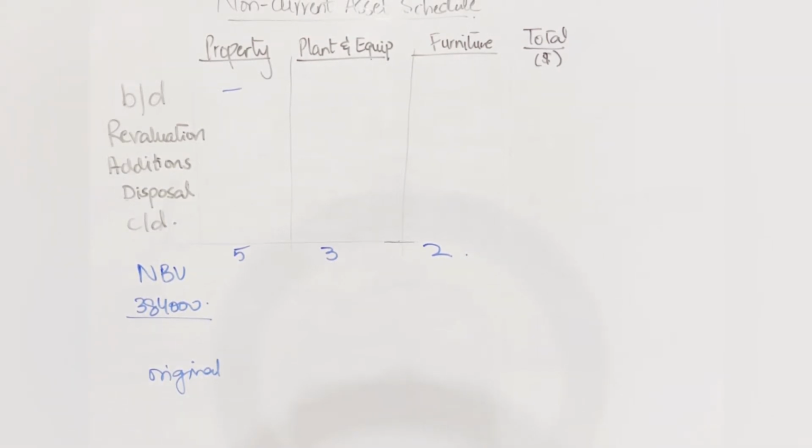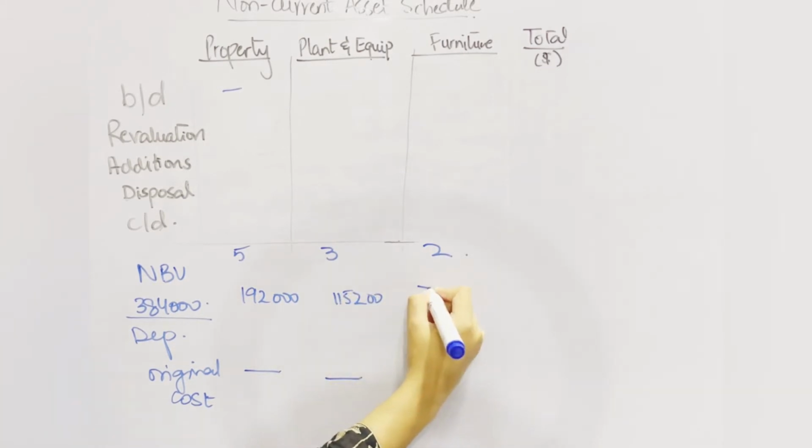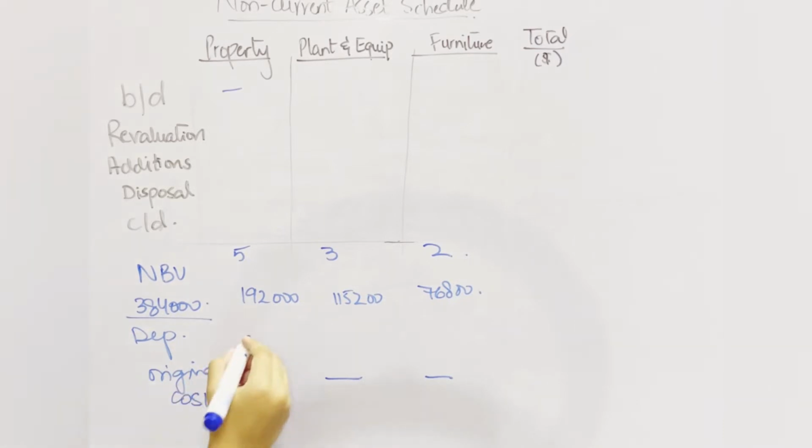So the ratio is divided as 5:3:2. The total net book value of all assets was 384,000. We are supposed to find the original cost here, that we don't know because we've just been provided with the depreciation and the net book value. So if you divide the net book value in these ratios, you get the figures as 192,000 for property, 115,200 for equipment, and 76,800 for furniture, and the total is 384,000. I hope that's clear. They've also given you the accumulated depreciation in the additional information at the very start, that is 128,000 here.